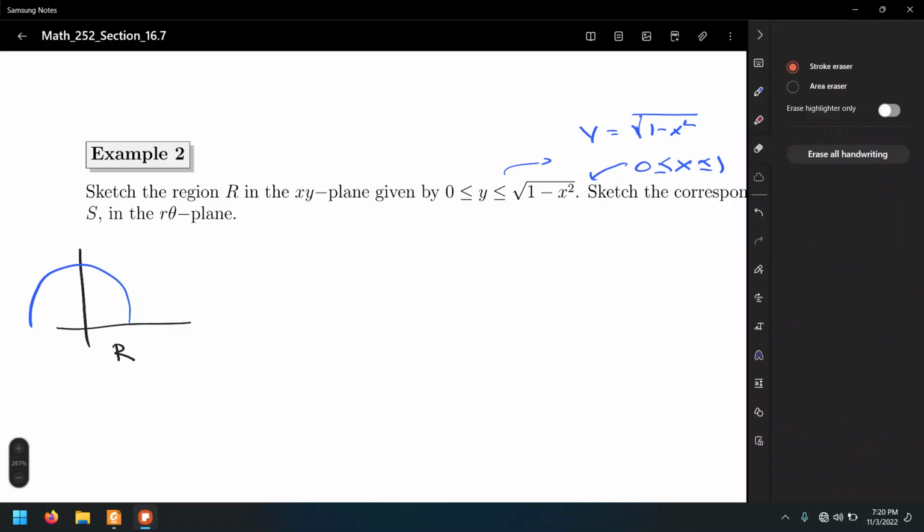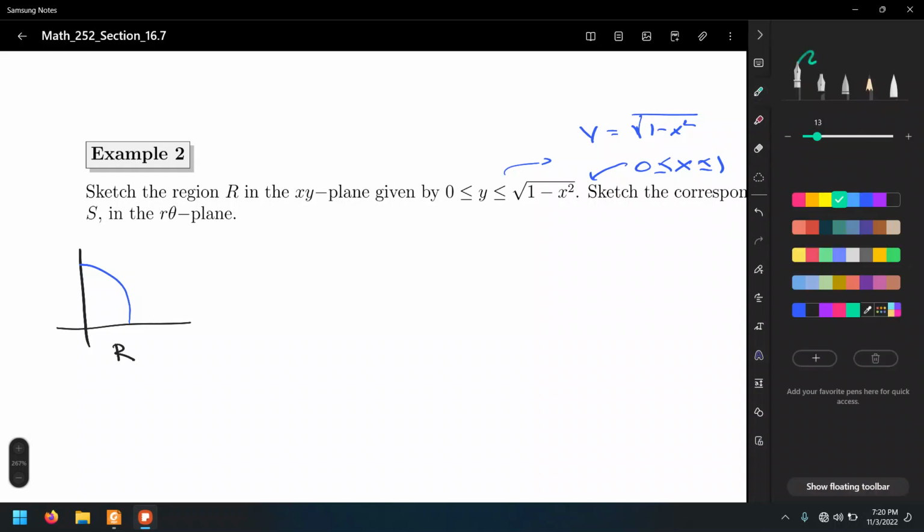So this is what we have to do. We would have to just get only the part of the quarter of the circle that lies in the first quadrant. So that's going to be this area right here. All right. And so that's a sketch in R, I mean in the set R, which is the xy plane.